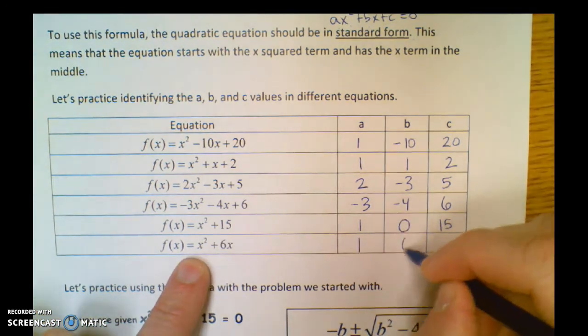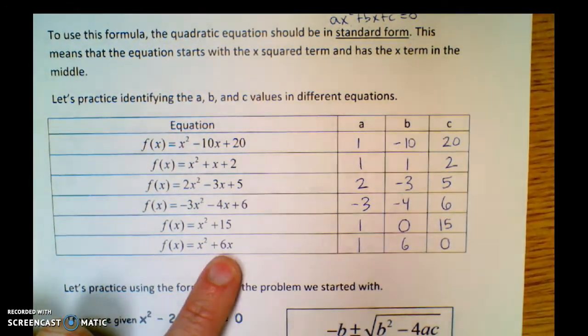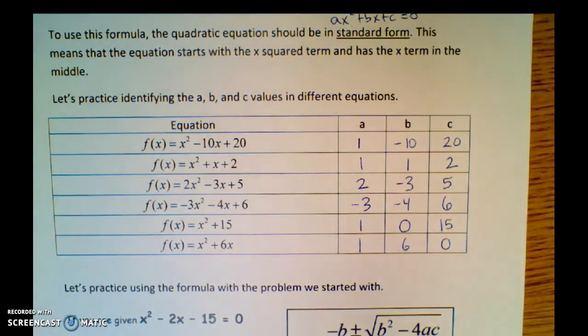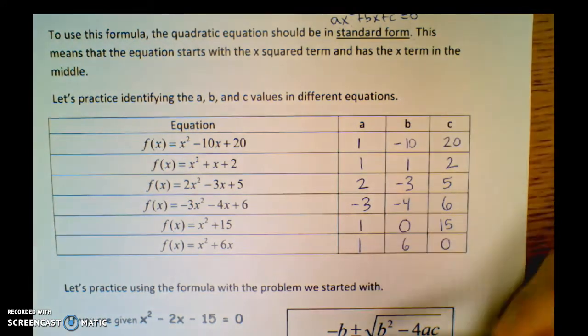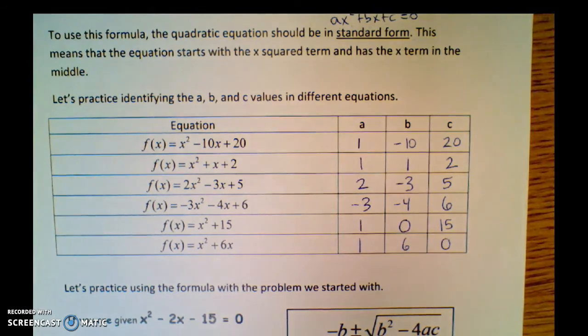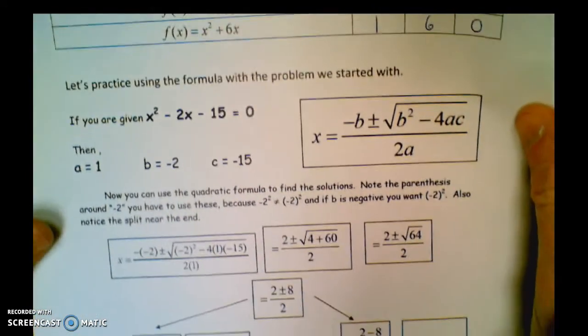Here it's 1, 6, and then there's no c term, so it's 0. It's important to be able to identify these values because we use these values when we solve. So take a look at using the formula.